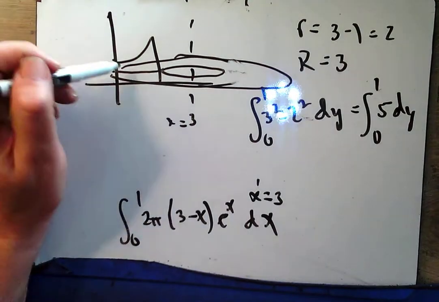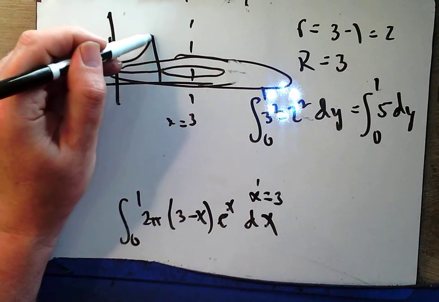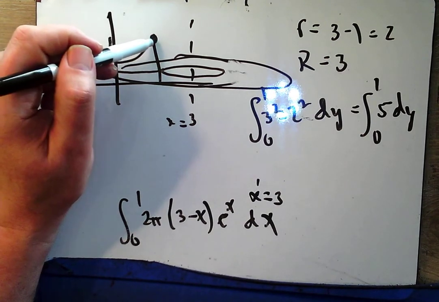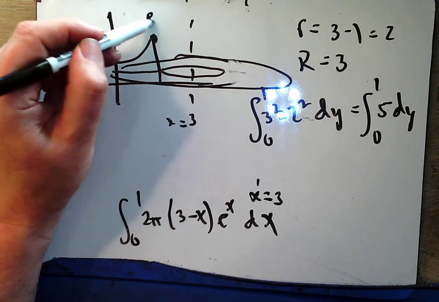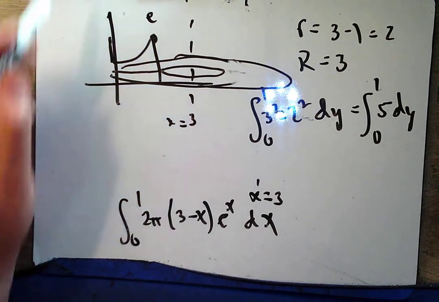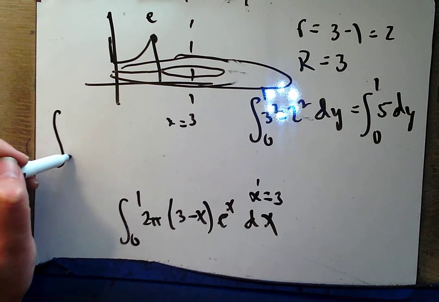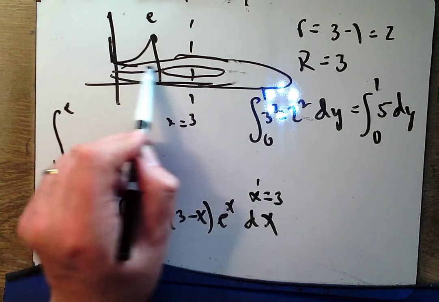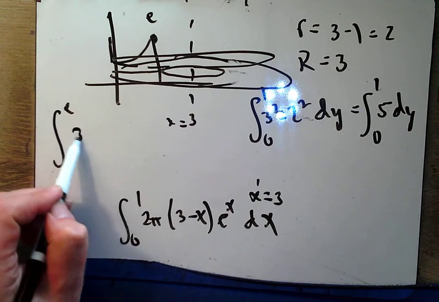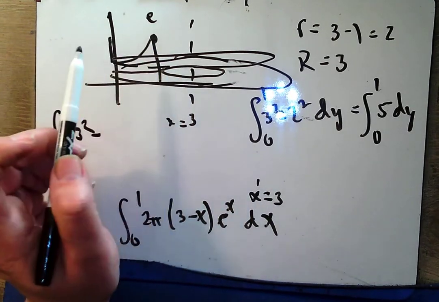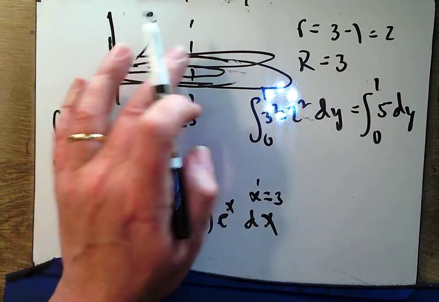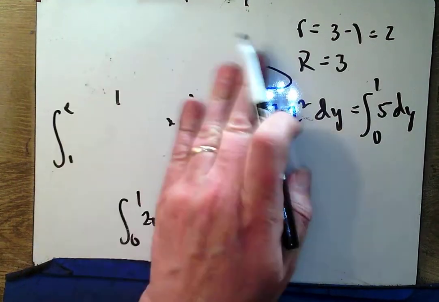Okay, but what about from here to here? Okay, so this is x equals 1, and this will be e to the 1, which is e. So I'm integrating from 1 to e. Now in this situation, big R is still 3, but little r, no, sorry, big R is not still 3. I don't know what made me say that. I can try the picture again.